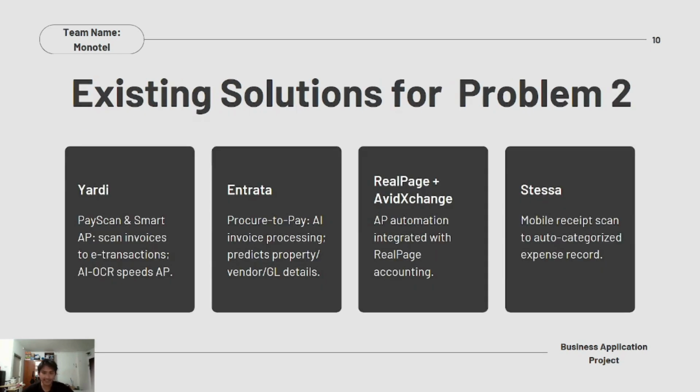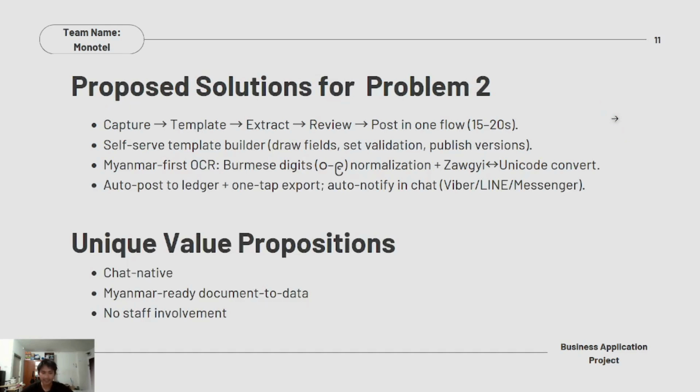The existing solutions for problem two involve these four. Let me explain. Before proposing my approach, Yardi and RealPage integrate with AP systems to scan invoices and run approvals end to end. And Entrata Procure to Pay uses AI. These are powerful, but they are priced and designed for large property portfolios. So here's my solution.